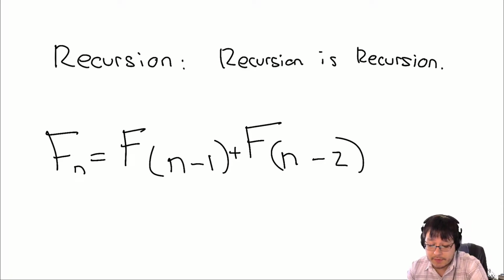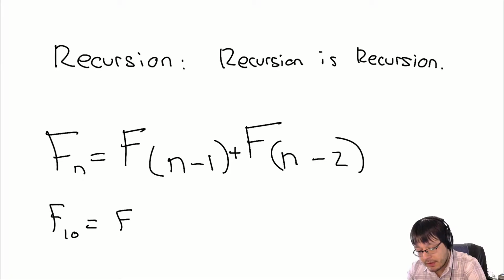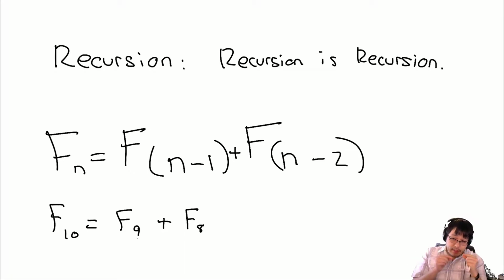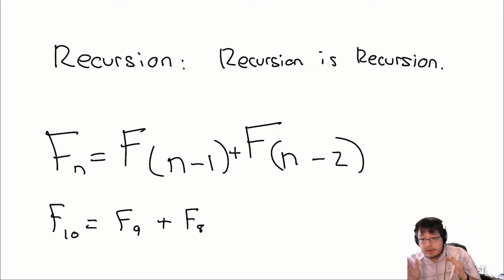So if this is, for example, the 10th number of the Fibonacci, it's going to be the addition of the 10 minus 1, which is equal to the 9th number, plus the 8th number. And so that is a nice and elegant way of explaining how Fibonacci works.